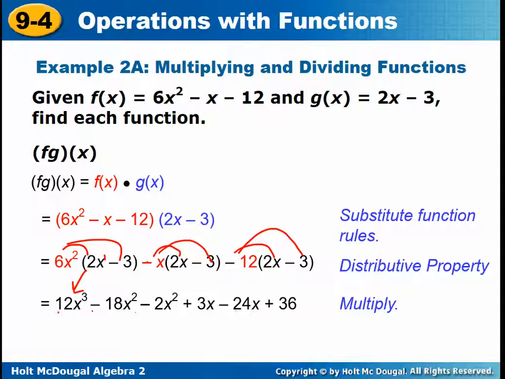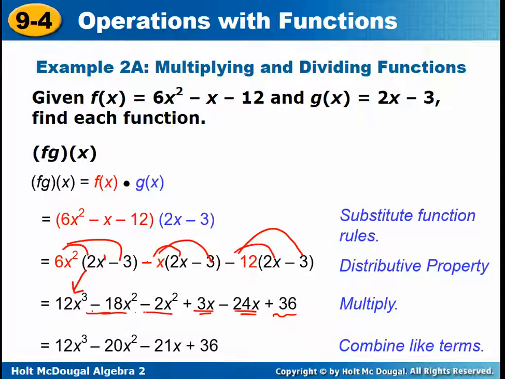Okay, now we're going to look for like terms. There's only one x cubed term, but there's two x squared terms: negative 18x squared minus 2x squared. And then there are two x terms, plus 3x minus 24x, and then only one constant. So that ends up being 12x cubed, then negative 20x squared, because negative 18 minus 2 is negative 20, and then negative 21x, because 3 minus 24 is negative 21, and then add the plus 36 at the end.